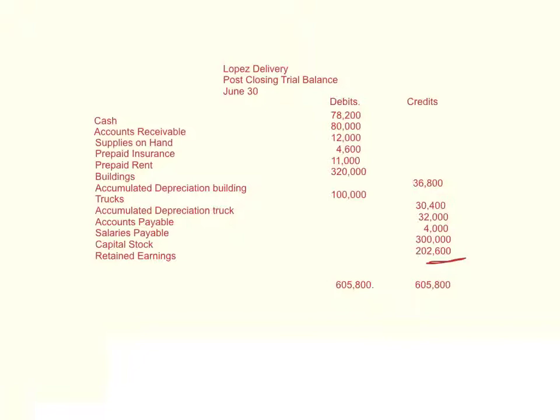Then we analyze all of that, we adjust the records, we prepare the financial statements. Then when we completed that, we close the books and fold, if you will, the revenue and expense accounts into retained earnings and the dividends into retained earnings. And that's the complete accounting cycle.